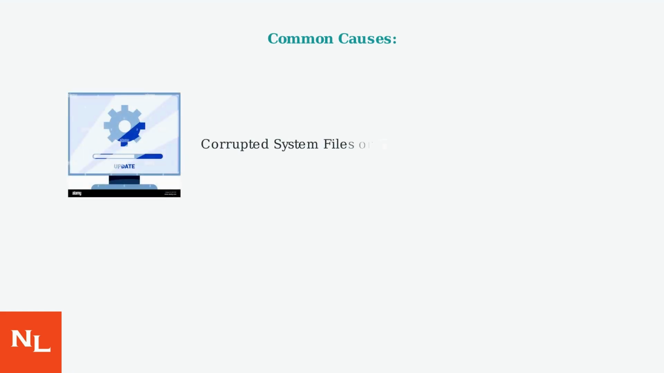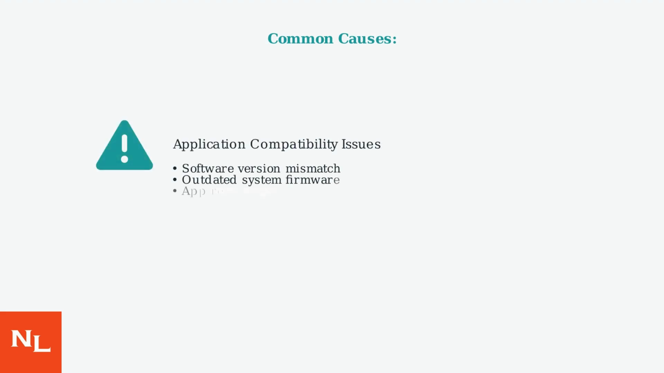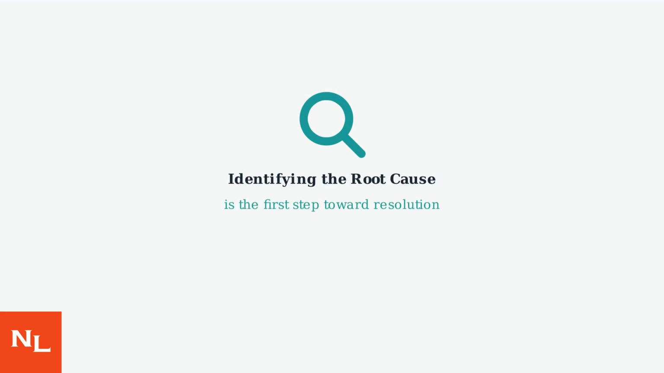Third, corrupted system files or software glitches within the infotainment system itself can trigger this error and prevent proper operation. Finally, compatibility issues between the application being downloaded and the current software version of your infotainment system can prevent successful installation. Identifying the root cause is the first and most important step toward resolving this error. Each cause requires a different approach to fix the problem effectively.